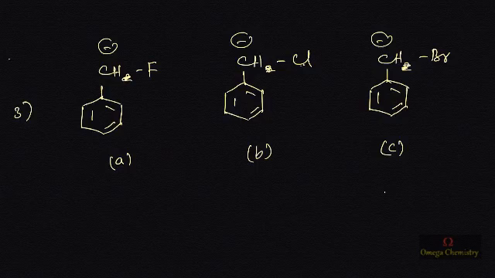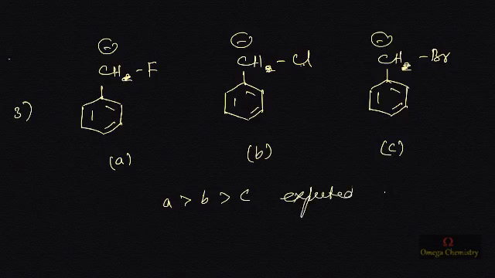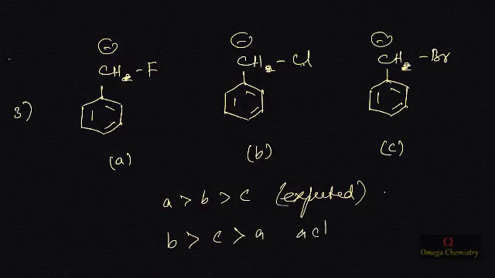We expect that a more electronegative atom will draw electrons more effectively. So fluorine is the most electronegative one, so the intermediate produced from compound A will be more stable. So the acidity order should go like this: A is greater than B, which is greater than C. This is what is expected. But to our surprise, compound B is more stable than C, which is more stable than A. This is what is actual.